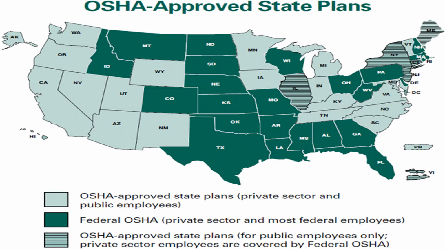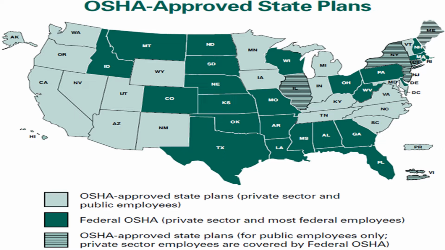So both private and public employees fall under OSHA in those states. And now we have these other states, the odd states, the states that are kind of lined out here with the green, and that's Illinois, New York, Maine, Connecticut, I believe, yes, New Jersey, and Rhode Island. Those states have OSHA state-approved plans, but they're for public employees only, okay? So private sector employees are covered by federal OSHA, okay?